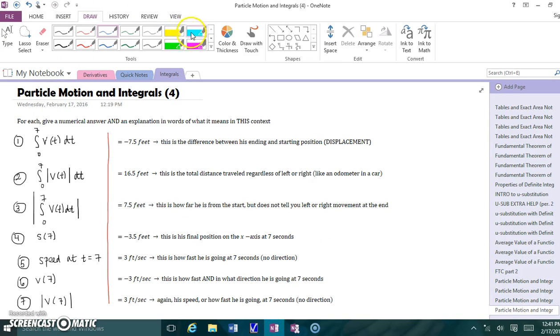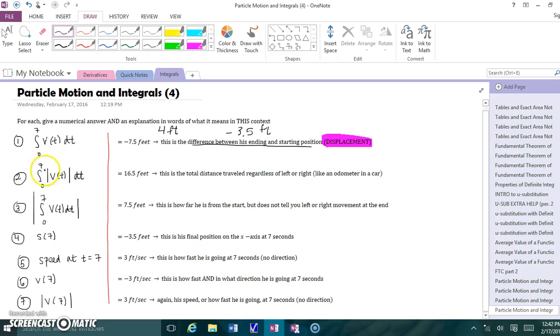All right. So check your answers here. Hopefully you've had some time to think about these and you got most of these. If I have an integral of velocity, what you need to remember is that the integral of velocity is displacement. It doesn't take into consideration that he might have gone left and right and backtracked. This is just the difference between ending and starting position. And that will be negative 7.5 feet because he started at 4 feet and then he ends up at negative 3.5 feet. So that would definitely be negative 7.5.